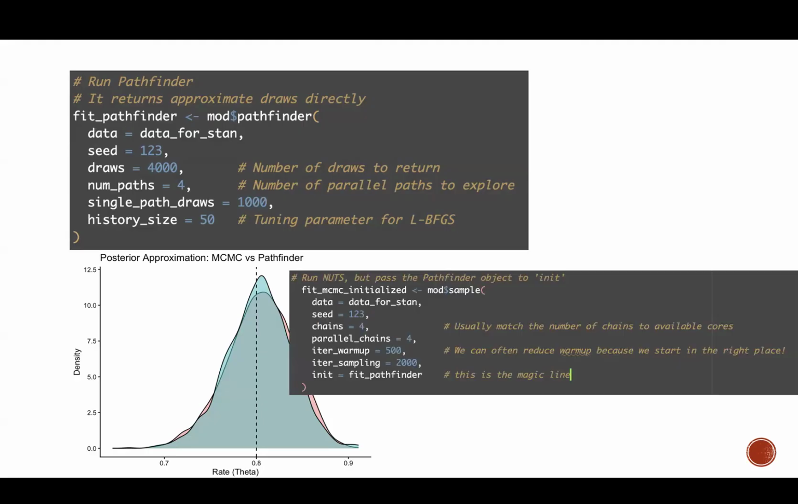Then I want to just show you how you feed the posterior estimates of Pathfinder as initial values for MCMC. Again, we have our model, we use the method sample, everything is the same, but then we specify that init should be the model up there that we just fit with Pathfinder.